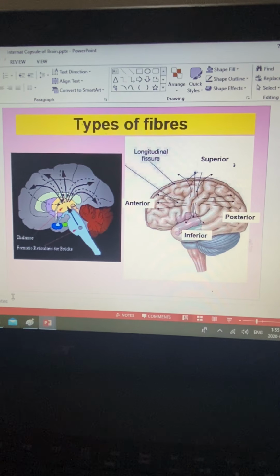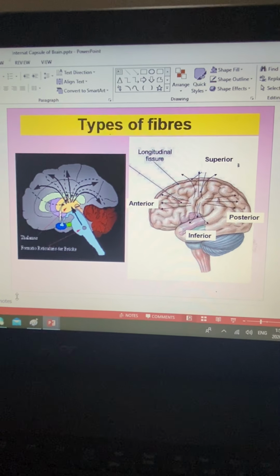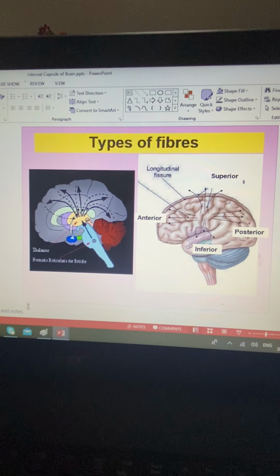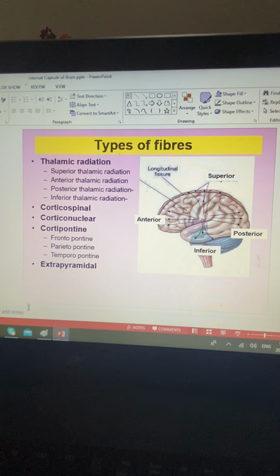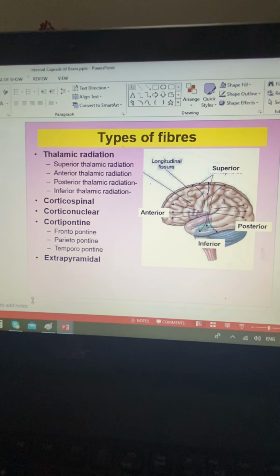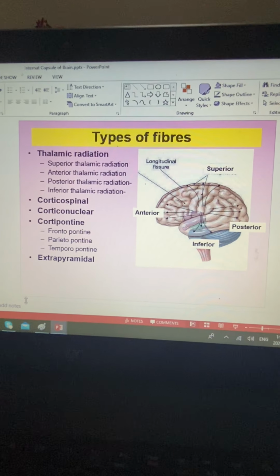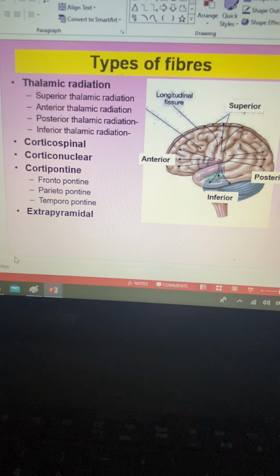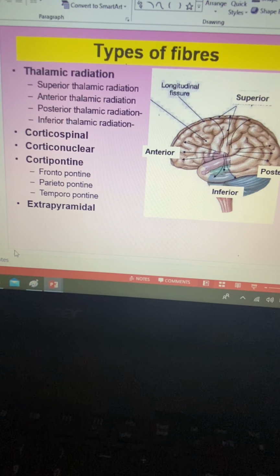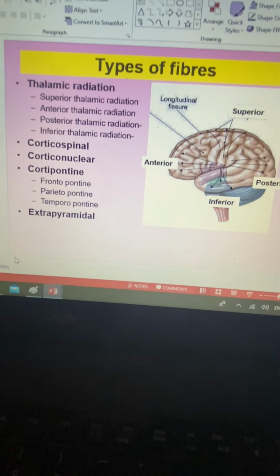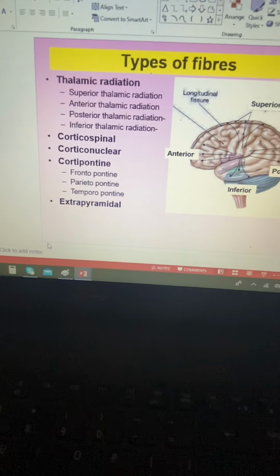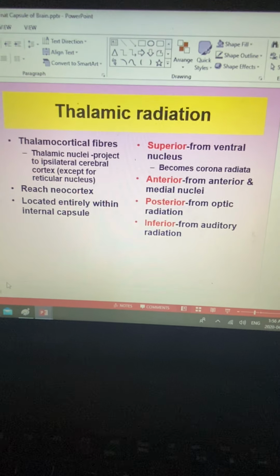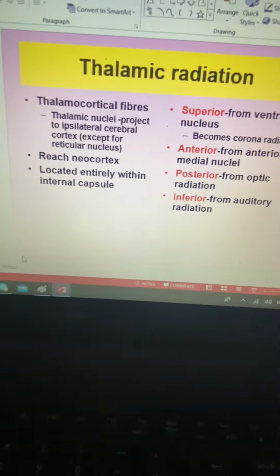This is the corona radiata coming out of the internal capsule, fanning out, or the spreading out, of the white matter or myelinated nerve fibers to the cerebral cortex. Then you have the types of fibers. You have thalamic radiations that consist of the superior, anterior, posterior, and inferior thalamic radiations, right? Then you have the corticospinal, corticonuclear, and corticopontine fibers, that consist of frontopontine, parietopontine, and temporopontine, and then you have the extrapyramidal.